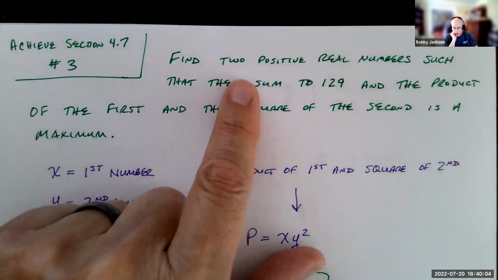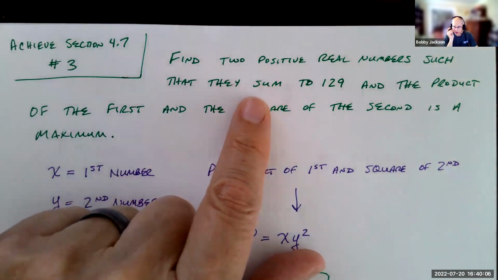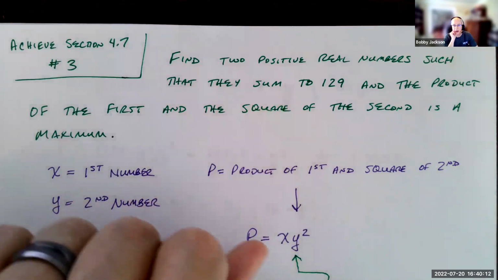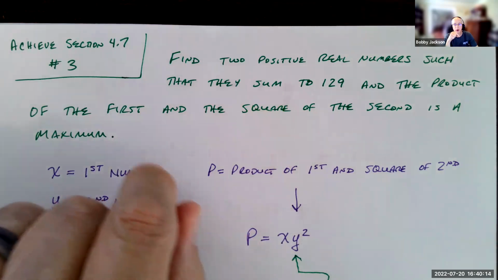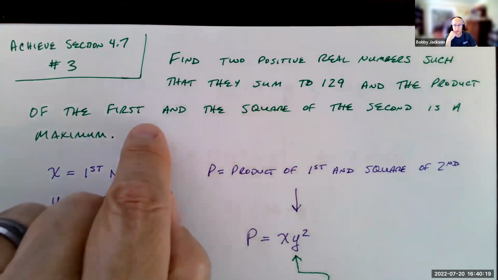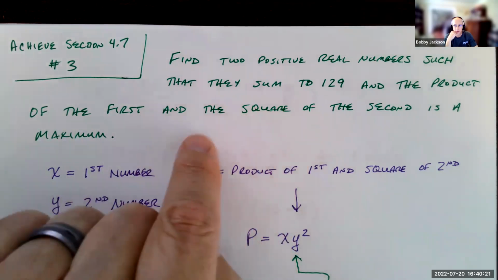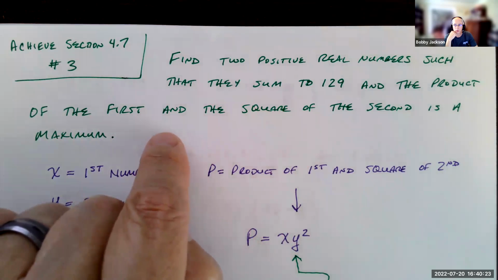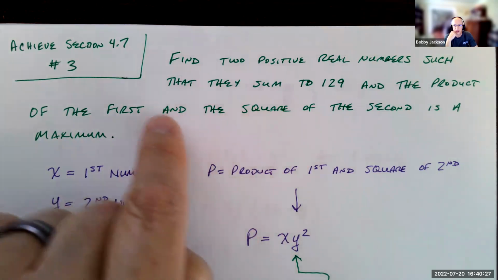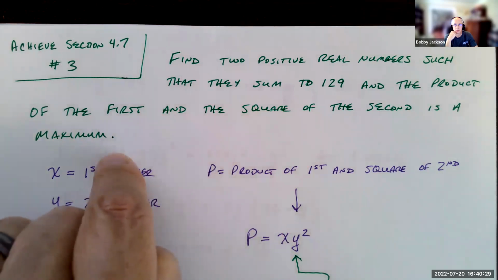We're going to find two positive real numbers such that they sum to 129. Of course, that means they add together to 129. And the product means multiplication, the product of the first and the square of the second. So I take the first number, square the second number, and multiply them together. I want to know what two numbers that sum to 129 make that product a maximum.